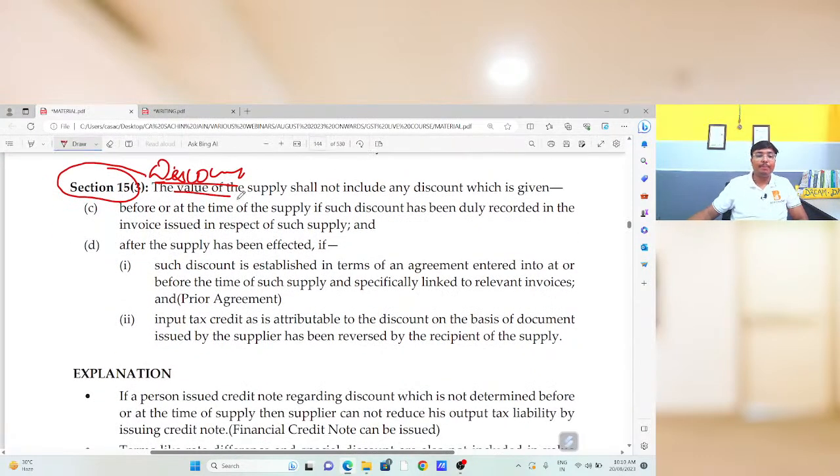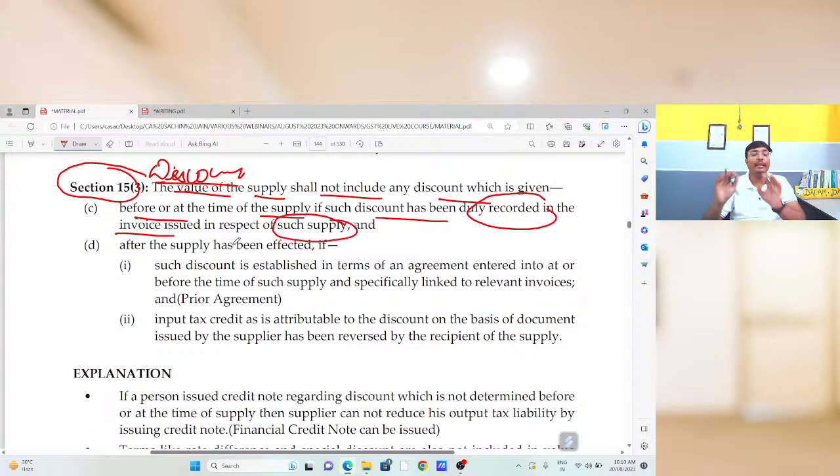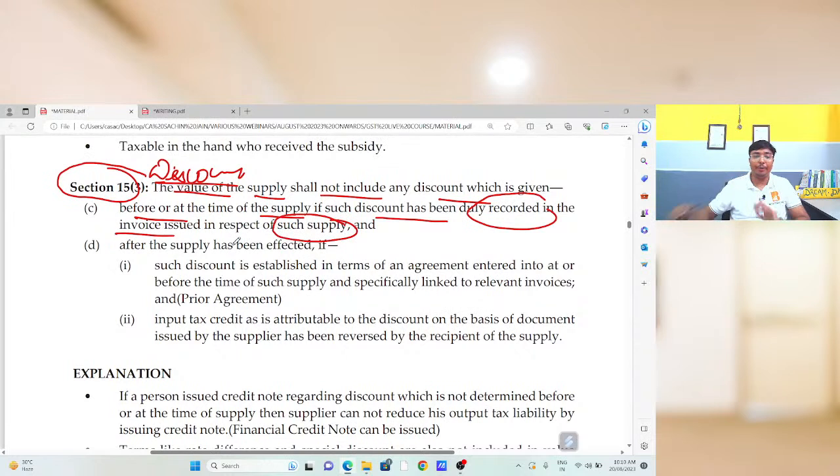Section number 15, subsection 3. The value of supply shall not include any discount which is given before or at the time of supply if such discount has been duly recorded in the invoice issued in respect of such supply. In that case, you can do.